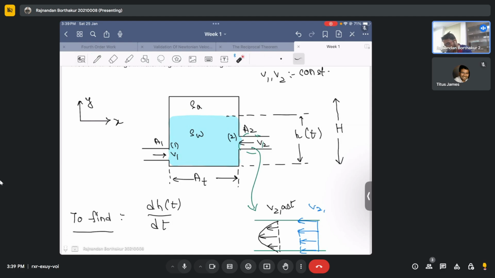And just to clarify, this rho a is the density of air that is sitting atop this water surface, because this just can't be vacuum. So long as this water level is rising, there is also air sitting atop the water. But we will see shortly that this air indeed doesn't play any role in the rate of change of this water height.